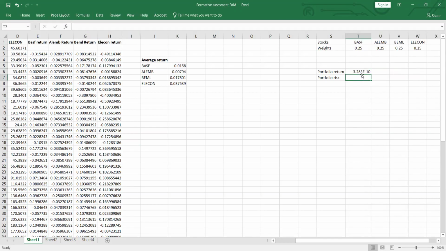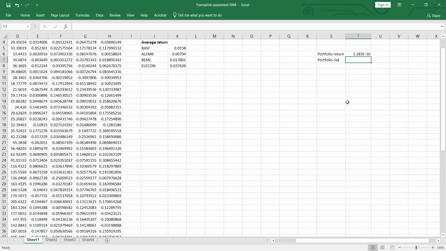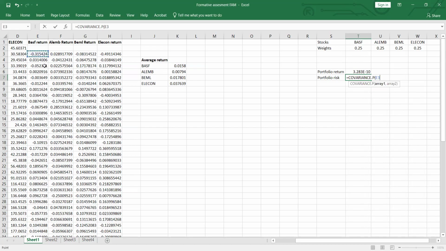And now we calculate the portfolio risk. Portfolio risk is all about the standard deviation. What is my standard deviation? So we create a covariance matrix among your stock return columns. We select all the return cells and use the COVARIANCE.P formula. Then we select all the columns like that.